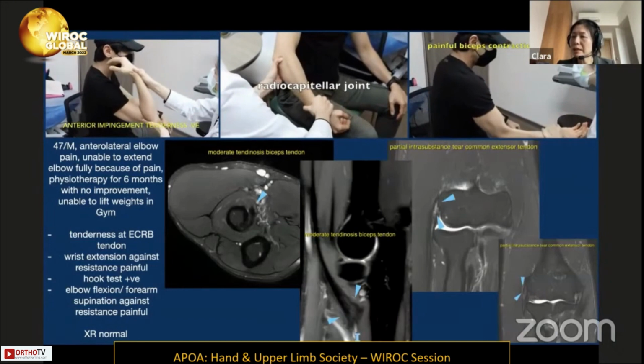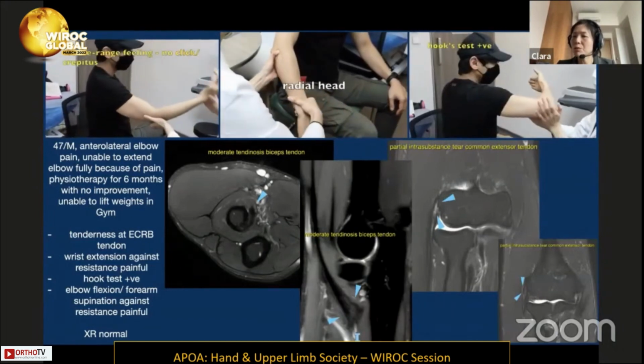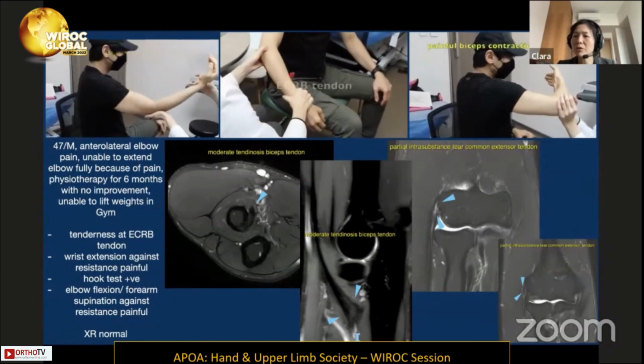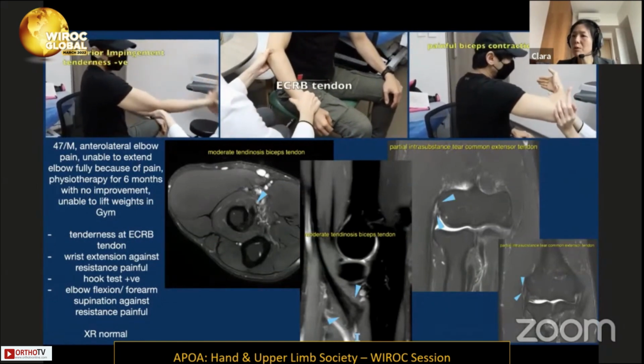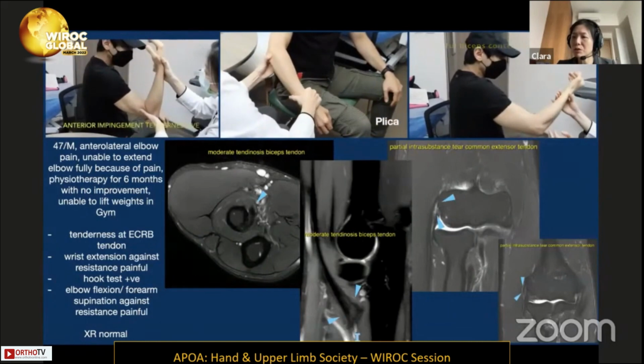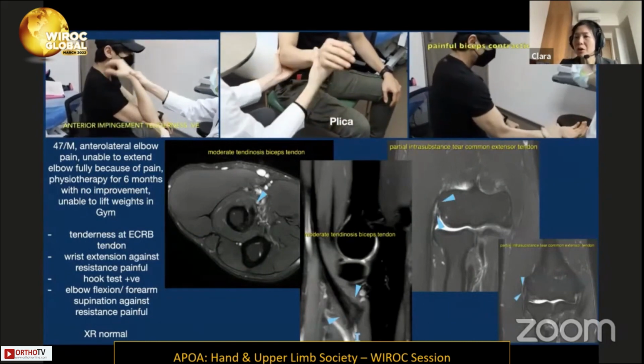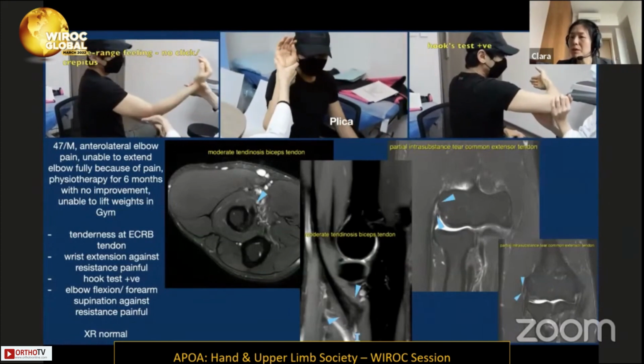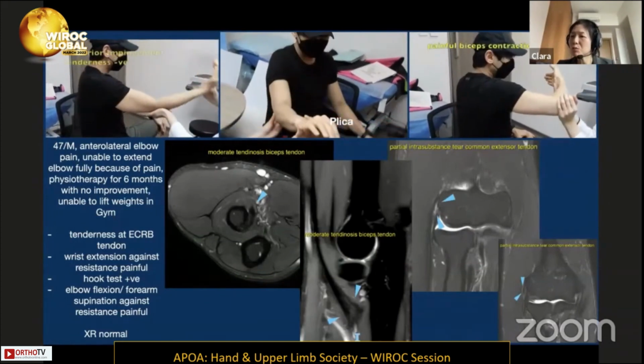He was found to have tenderness at the ECRB tendon with wrist extension against resistance painful. At the same time, he was found to have a hook test positive and also elbow flexion or forearm supination against resistance painful. At this juncture, we think the patient may be suffering from tennis elbow and also the biceps tendon tendinosis. The X-ray was normal.